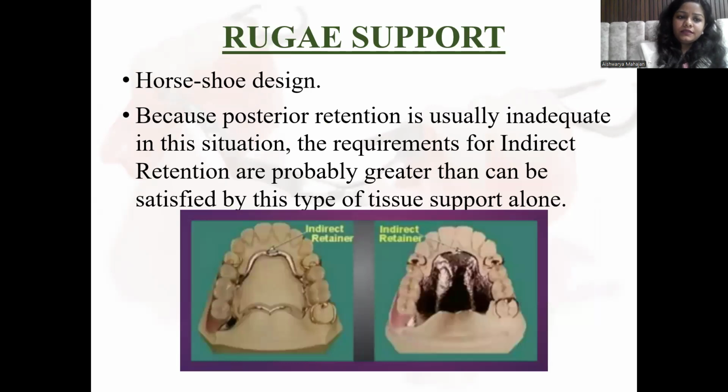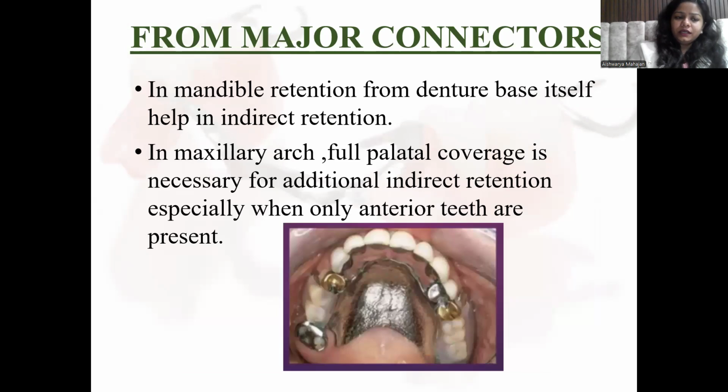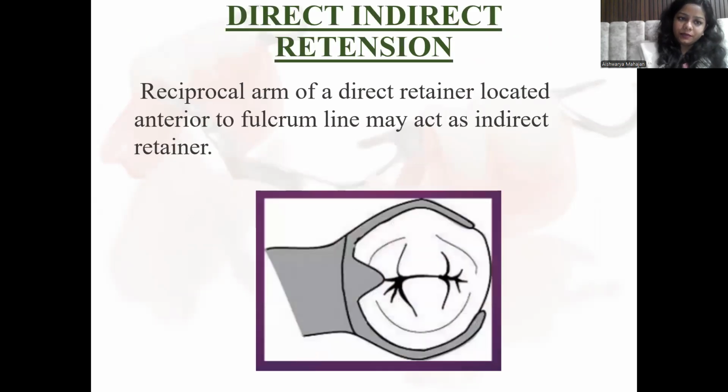Occasionally, the occlusal rest on a secondary abutment in a class 2 RPD may serve as an indirect retainer. Then rugae support, then a horseshoe shape design, because posterior retention is usually inadequate in these situations. The requirement of indirect retainers is probably greater than can be satisfied by this type of tissue support alone. From the major connector, in the mandible, retention from the denture base itself helps in indirect retention. In the maxillary arch, full palatal coverage is necessary for additional indirect retention, especially when only anterior teeth are present.